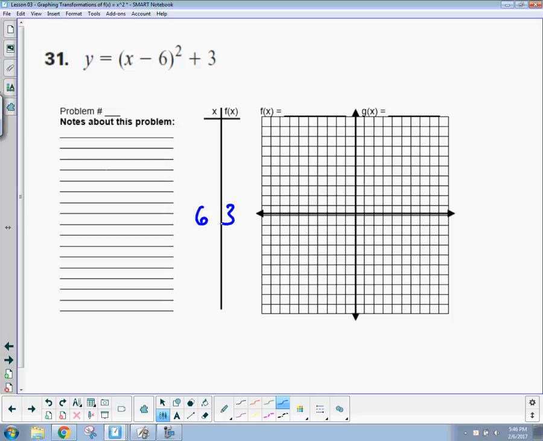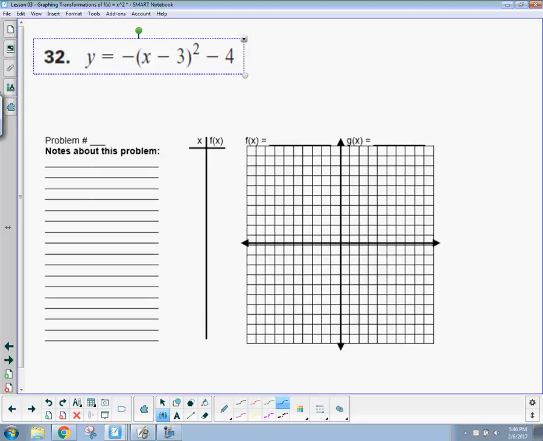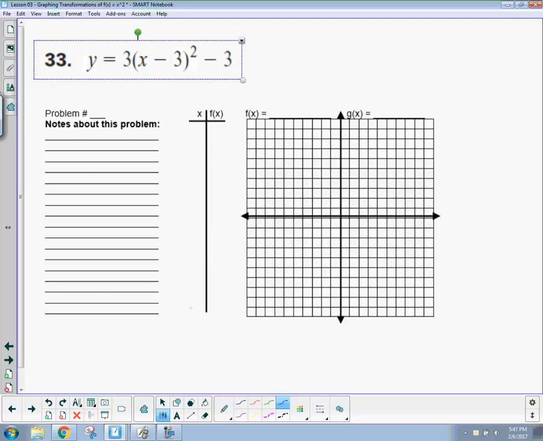Again, you can plug these in. Use Desmos to check. And this one will be 3, negative 4, so 2, 1, 4, 5. This one, 3, negative 3, 2, 1, 4, 5. So go ahead and practice graphing these things.